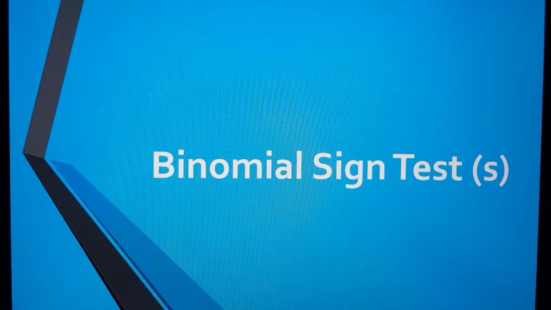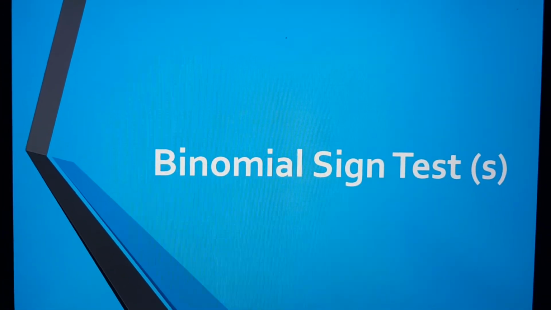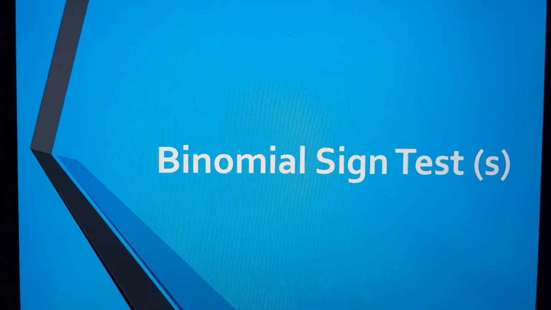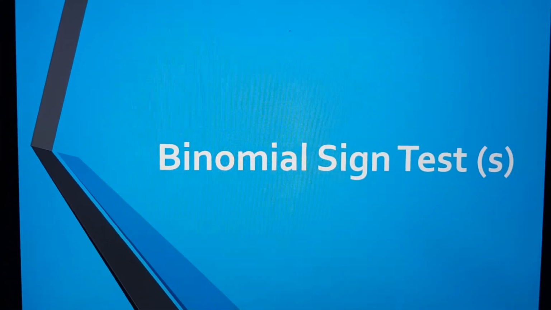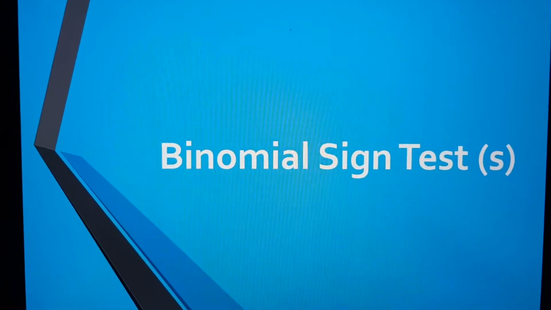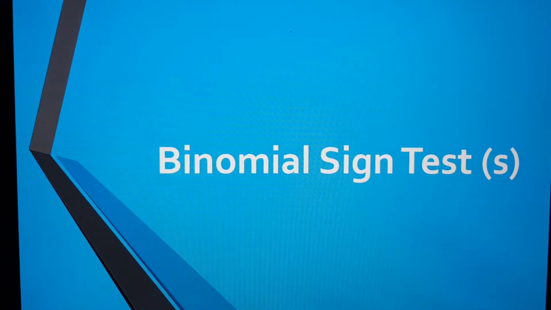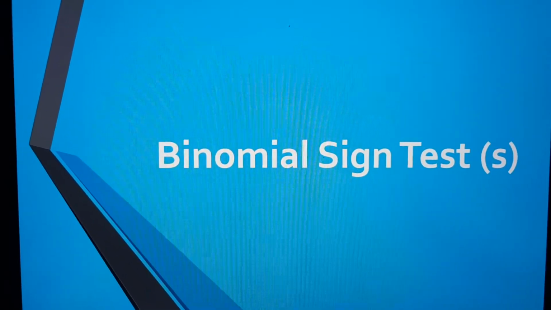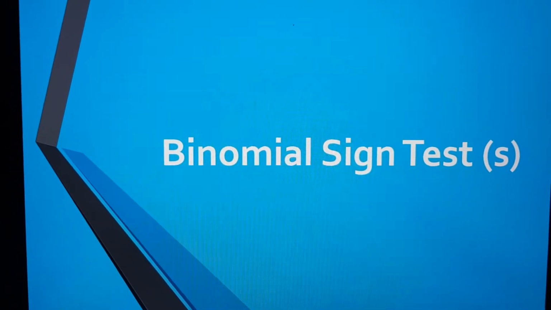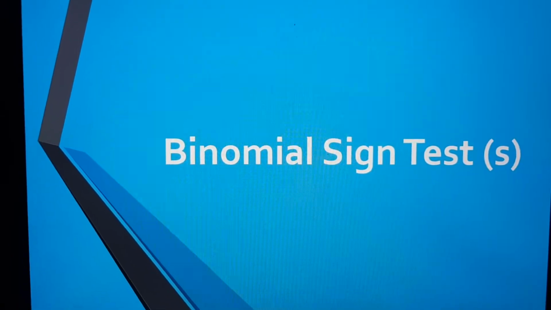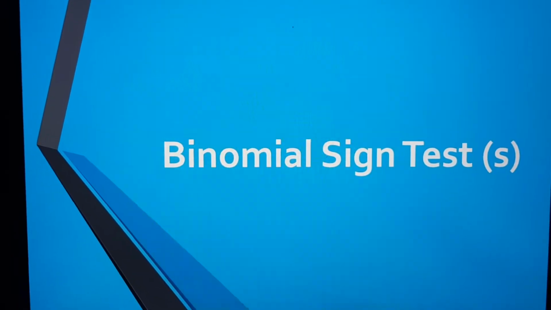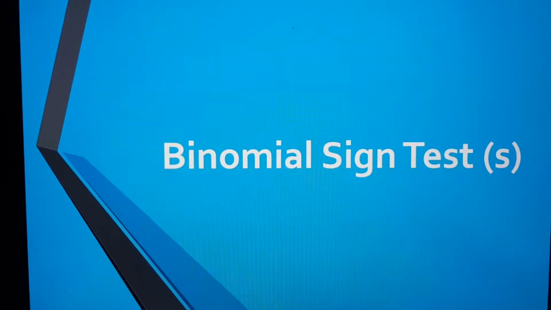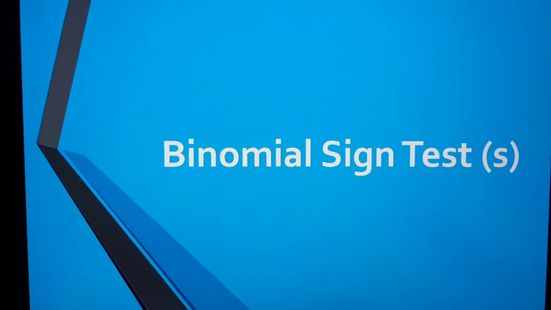Good morning, Year 12. This morning we're going to look at the binomial sign test. Compared to the other tests, this is super easy. So we've left the easiest one until last. We're going to look at our reasons for using it, how we do it and how we calculate our observed value and so on, just like we've done with the other tests.